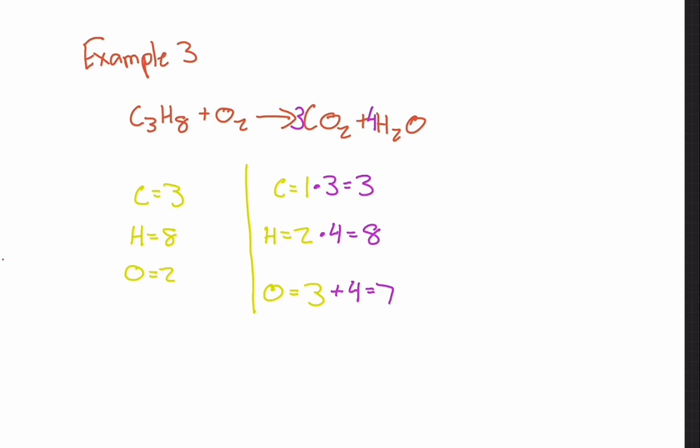On the right, we have 10 oxygens. We got 6 from putting the coefficient of 3 in front of the CO2. Putting the coefficient of 4 in front of H2O gives us an additional 4 oxygen atoms, totaling 10 oxygens. To balance this, we place a 5 in front of the O2 on the left side. Now the equation is balanced.